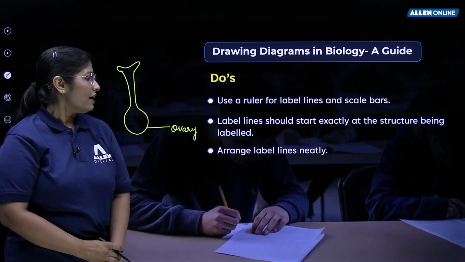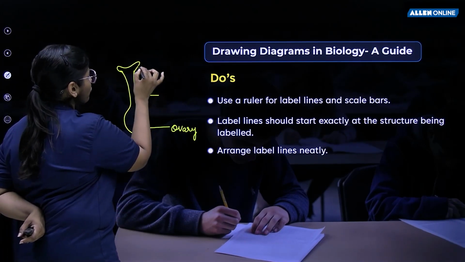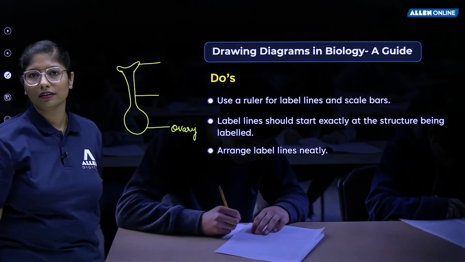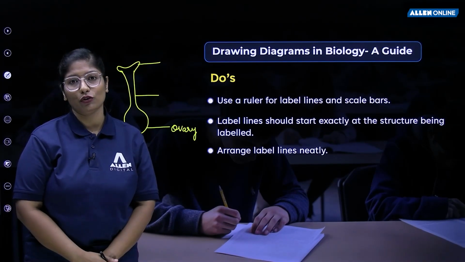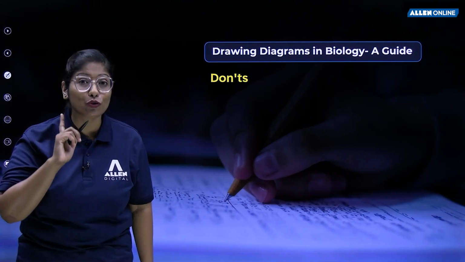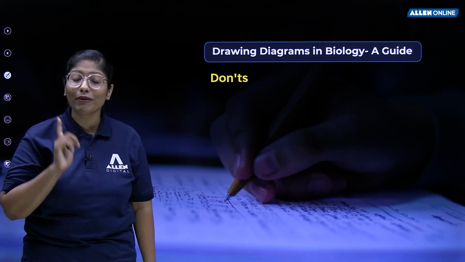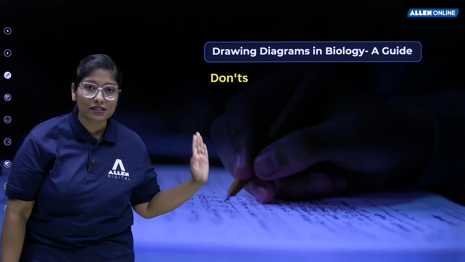Next point is that you should arrange the label lines neatly, right? So the arrangement of the label line should be neat. Okay, these are some of the do's that you have to keep in mind when you're drawing the diagrams. Now there are some don'ts which you don't have to do. So you should remember these don'ts also, okay? Try not to make the mistakes, okay?